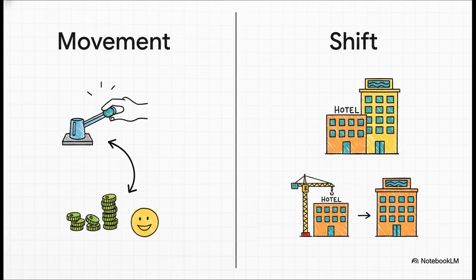But now, let's flip scenario B. Imagine your occupancy drops. Your price is the same, but a competitor just opened a brand new resort with an incredible swimming pool. That is a negative shift. The demand curve for your hotel has shifted to the left because a superior substitute product now exists.